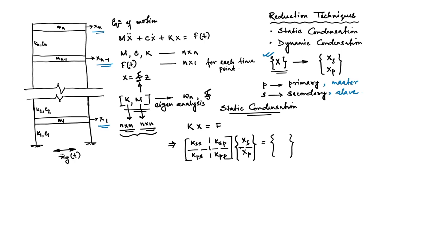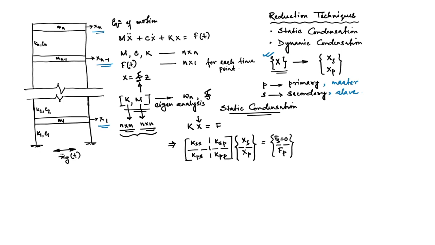Again, I repeat. So, we start with this generalized coordinate set, and then we split them into master and slave, or primary and secondary. And accordingly, we also segregate the stiffness matrix into respective quadrants. And then obviously, same segregation will also be there in the force matrix. And if FP is basically the force associated with the primary degrees of freedom, and Fs, which is secondary degrees of freedom, we consider it to be 0 for the time being.